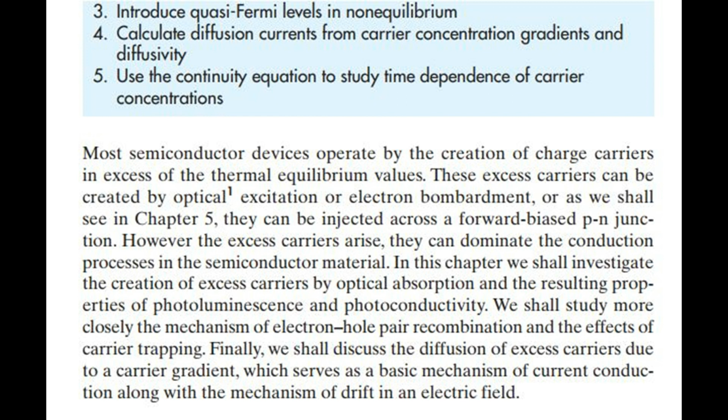In this chapter we shall investigate the creation of excess carriers by optical absorption and the resulting properties of photoluminescence and photoconductivity. We shall study more closely the mechanism of electron-hole pair recombination and the effects of carrier trapping. Finally, we shall discuss the diffusion of excess carriers due to a carrier gradient, which serves as a basic mechanism of current conduction along with the mechanism of drift in an electric field.